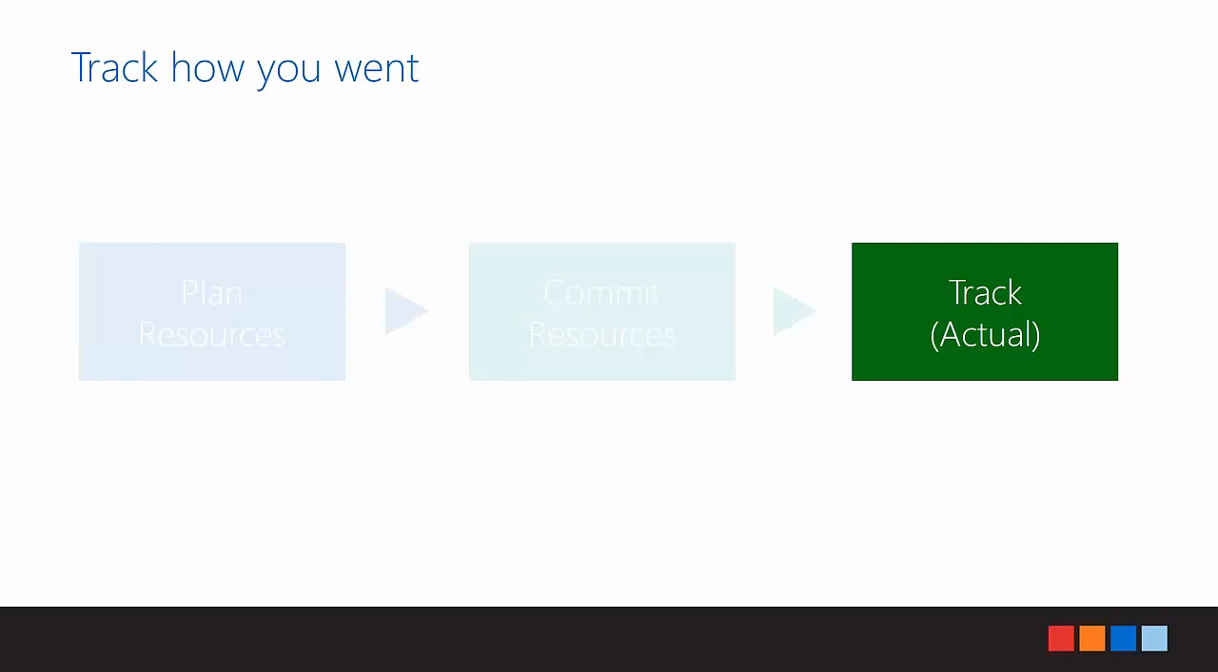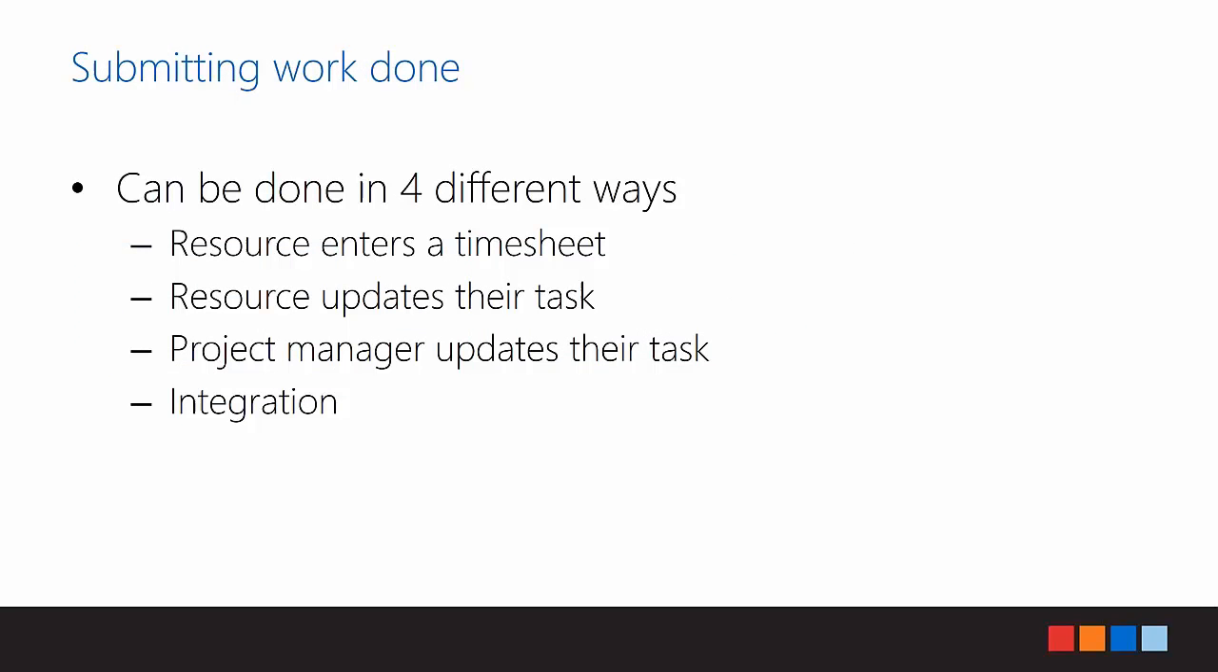Now that we've had a look at committing people to a project, we've looked at planning them and committing them. Now it would be useful to be able to track how we actually went. So there's a few different ways that we can track how a project's going and how those planning and commitments have gone.